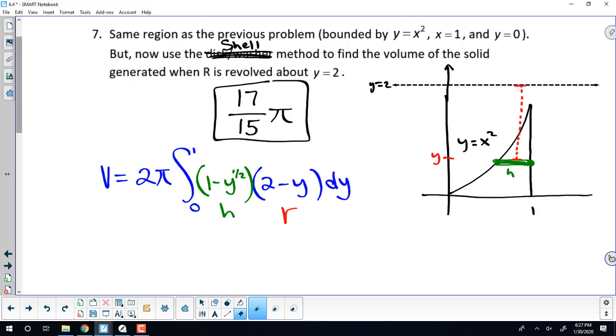It's not that people are using the incorrect method. It's that they're integrating with respect to the wrong variable, which I guess entails that you were using the incorrect method.